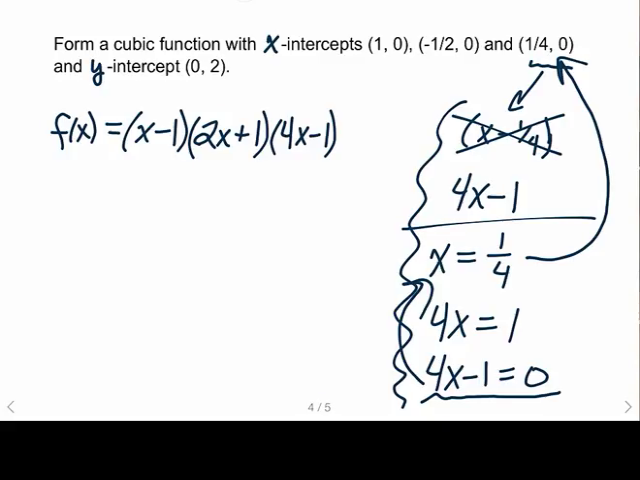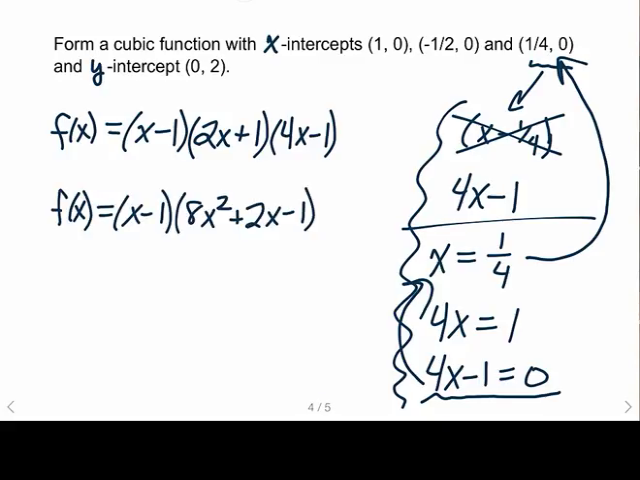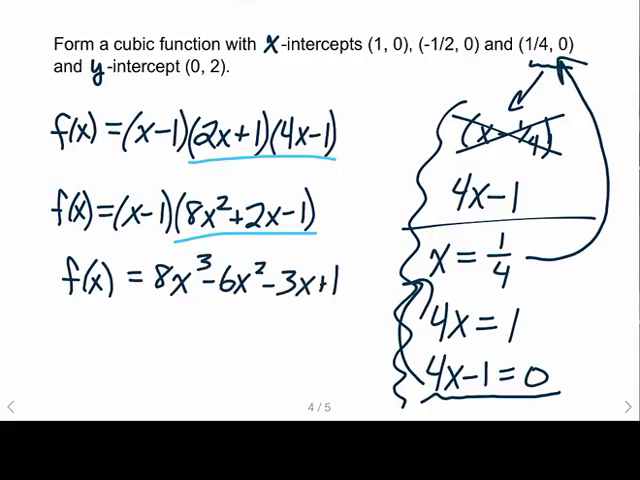Now our task is to multiply this out. And I'm generally pretty good at multiplying two things at a time. And so I wrote down the x minus 1 as a factor, and I multiplied 2x plus 1 times 4x minus 1. And so we now have f of x equals x minus 1 times the quantity 8x squared plus 2x minus 1. Multiplying further is going to give us f of x is equal to 8x cubed minus 6x squared minus 3x plus 1.